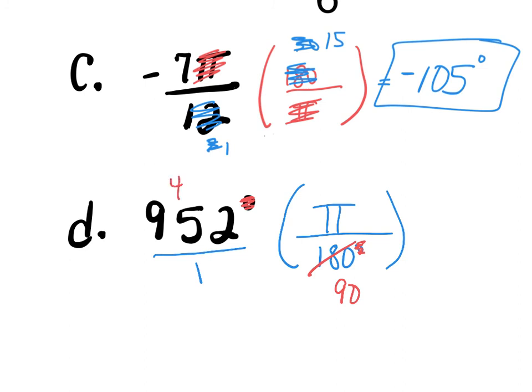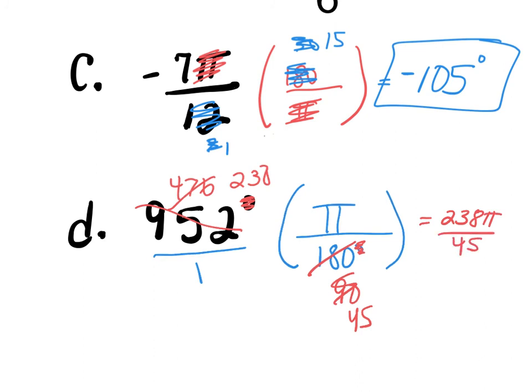476. Can I divide that again by 2? Okay, I get 238. And then when I divide this by 2, I get 45. Is 238 divided by 5? No. Does 238 divide by 9? No. So this is just going to be 238 pi over 45. Leave it in terms of pi.